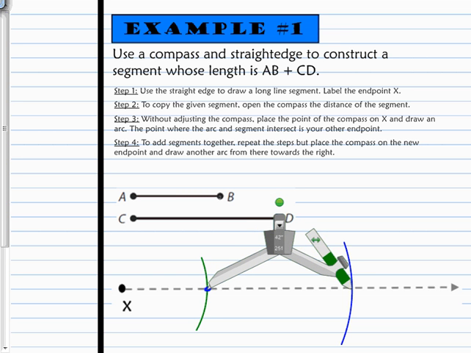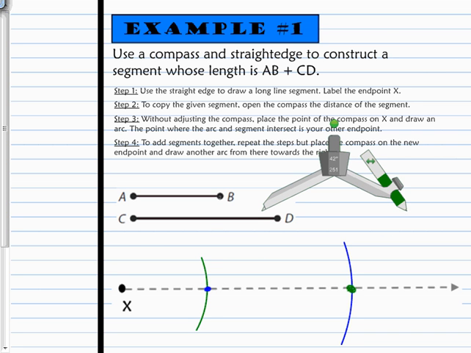And when I put my endpoint, there you go. So I drew AB, and I drew CD. So together, this segment is the length of AB plus CD. And we will do many constructions in this class, so don't worry if you're unsure. Pause this video, rewatch it, play around with it. But you definitely need to become comfortable and familiar with drawing using your compass.